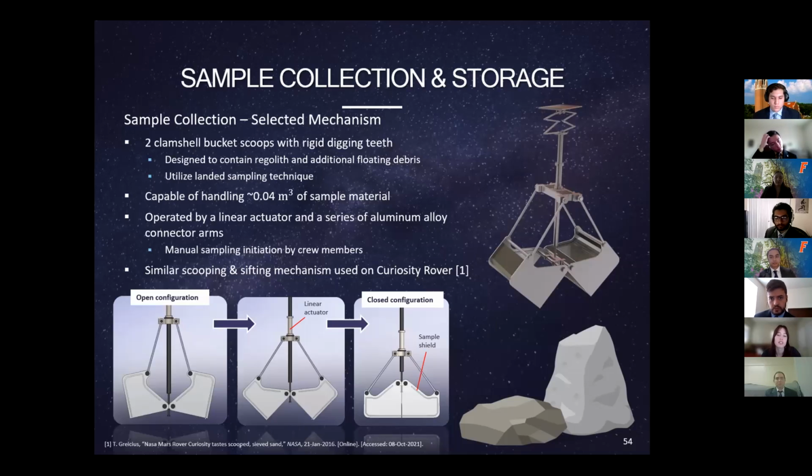Our design consists of 2 clamshell buckets with rigid digging teeth, as you can see in the image to the right, which shows our finalized design. This design is capable of handling a sample volume that is a factor of safety above the calculated required volume size. This mechanism is operated with a linear actuator, which will be manually initiated by the crew members on board the EEV, and you can see an image of this in action at the bottom of the slide.